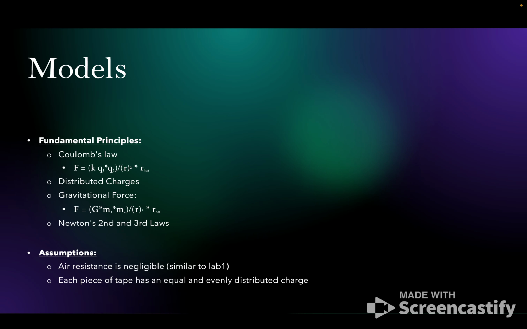Models. The fundamental principles we're going to use in this lab are Coulomb's law, which shows that the electric force is equal to Coulomb's constant times Q1 times charge 2 divided by R squared times R hat. We're also going to use distributed forces. Gravitational force, which is the force of gravity, is gravitational constant times mass 1, mass 2 divided by R squared times R hat, and Newton's second and third laws.